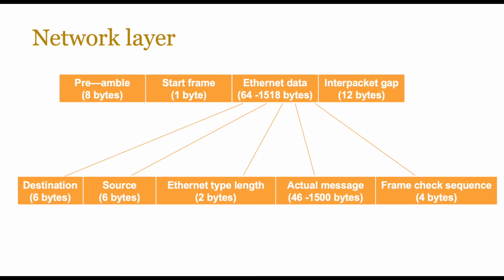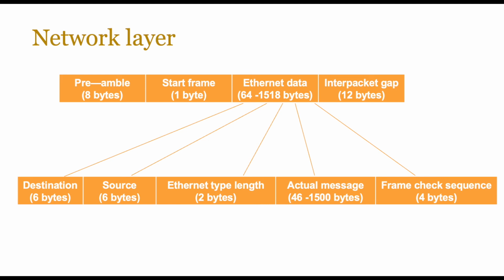You should not be interested in preamble, start frames, and inter-packet gaps, but just have a look at what goes into an Ethernet data frame: destination, source, Ethernet type or length, the actual message, and a frame check sequence. If VLAN, or virtual LAN, is used, the Ethernet data size increases from 1539 bytes to around 9,000 bytes per frame. And the components that make up Ethernet data are destination MAC address, source MAC address, the Ethernet type or length, which is the frame length, and the frame check, which includes a checksum to provide a method of checking data integrity following the transmission of the frame.